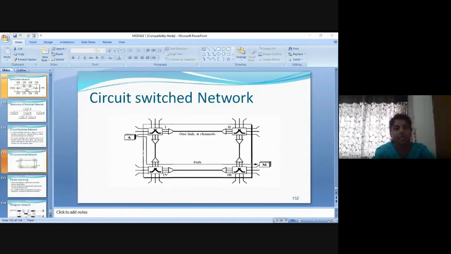Tear down phase means you have to end the circuit, disconnect the circuit. Okay, so this is about circuit switched networks. An example for this is voice applications. When you are making a telephone call, what do you have to do? You have to make a virtual path from the caller to the callee, and once you finish your conversation, you have to disconnect that circuit.